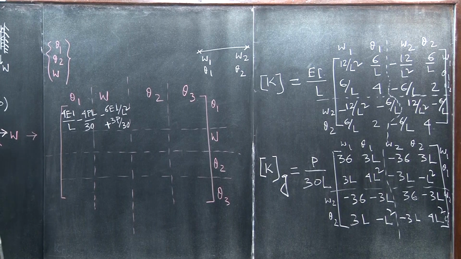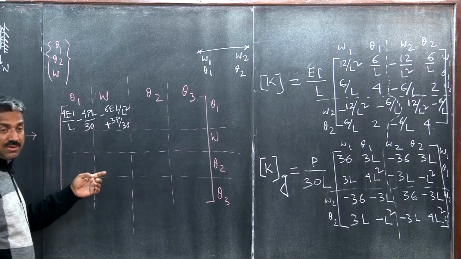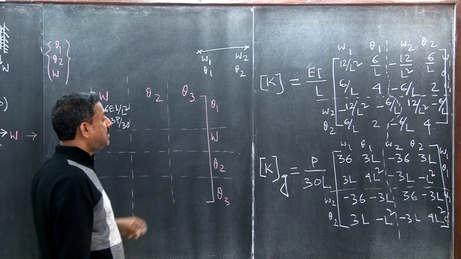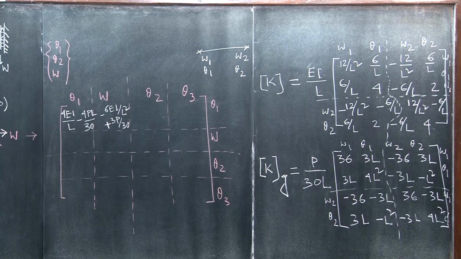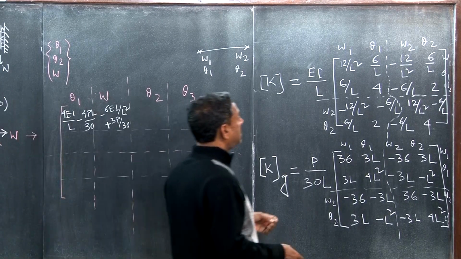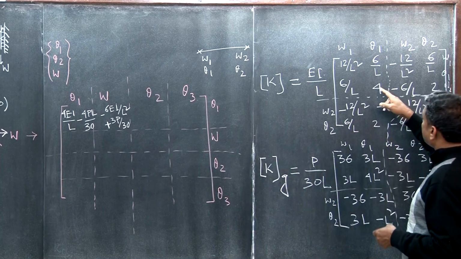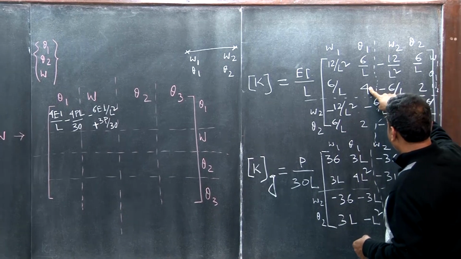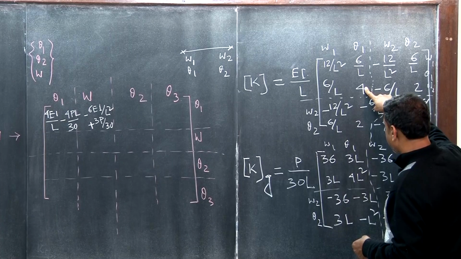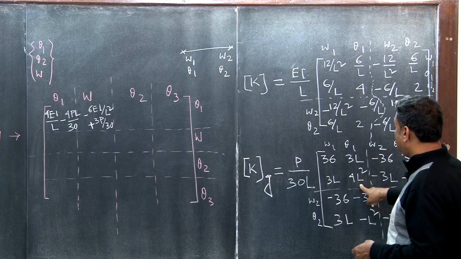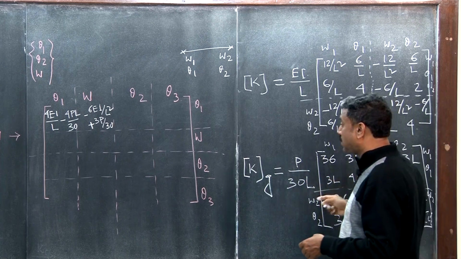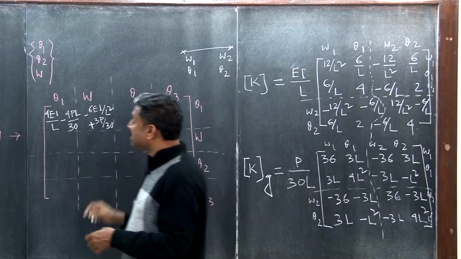So then what about theta 1, theta 1? You understand why this is, right? Okay. Then theta 1, theta 1 will be what? When we are writing theta 1, 4EI by L, right? 4EI by L, this one. And then 4PL square, right here. K minus Kg, okay? Okay, fine.